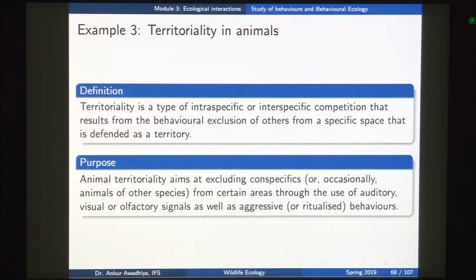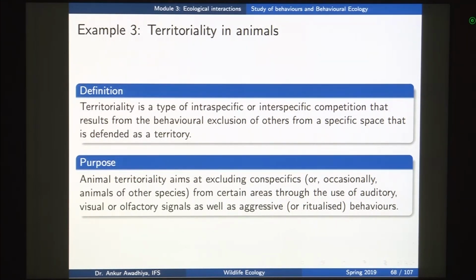Now, another example of how behavior plays a role in ecology is the case of territoriality. Now, territoriality is a type of intraspecific or interspecific competition. Intraspecific is within the same species, interspecific is between 2 or more species, that results from the behavioral exclusion of others from a specific space that is defended as a territory.